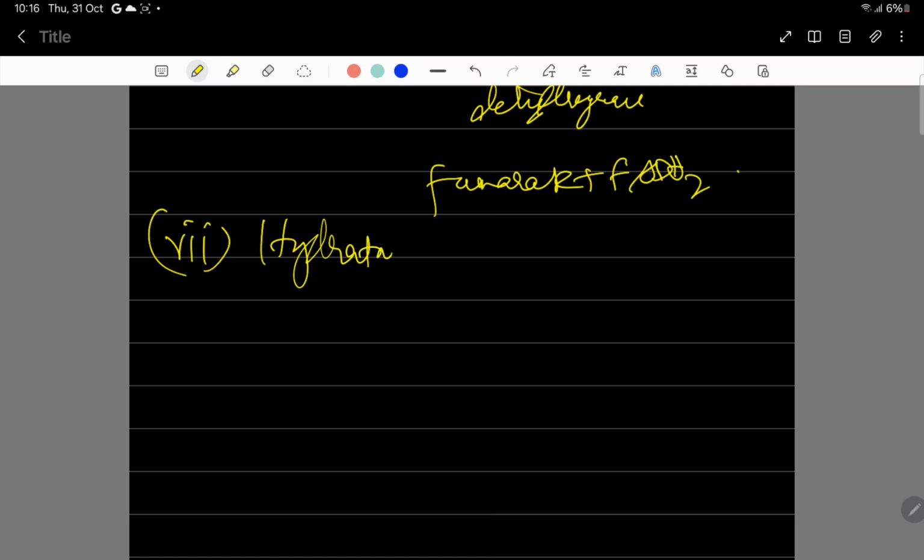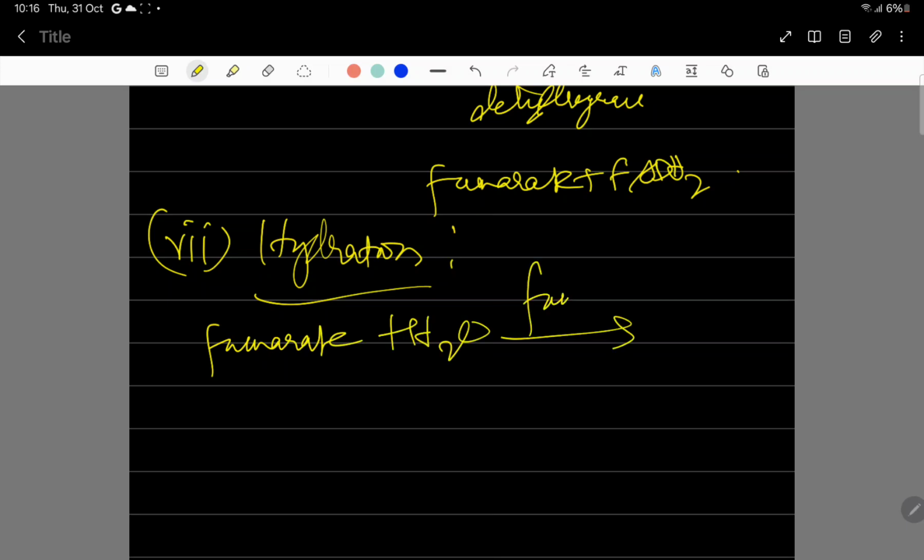Hydration. This process changes fumarate into 4-carbon malate in the presence of water and an enzyme fumarase. So fumarate plus water gives you, in presence of fumarase, malate.